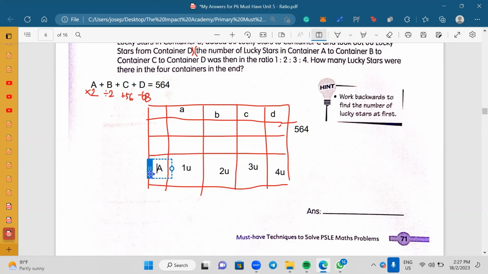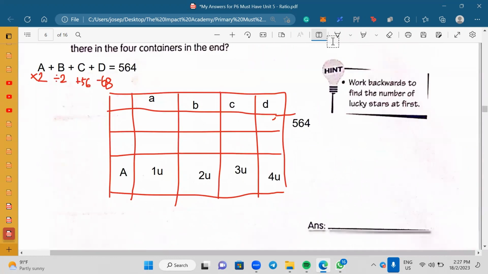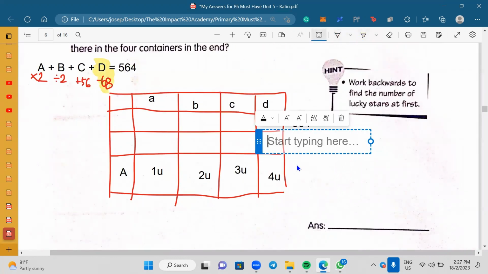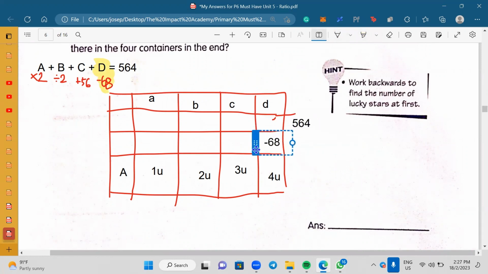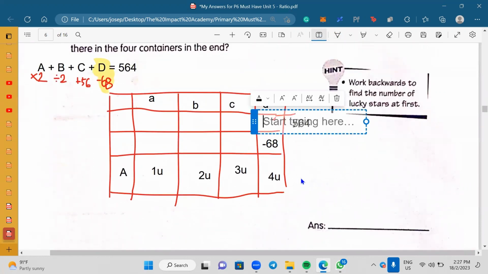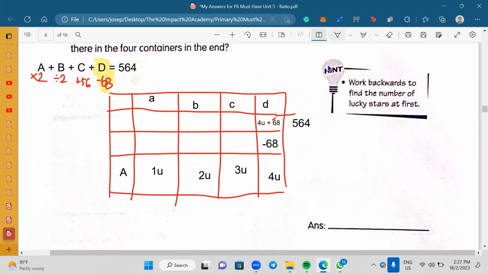Agree or disagree? Then, now look at this. What did I say? Let's do from D first, okay? Minus 68, correct? So 4 units plus 68. How many of you agree that this is 4 units plus 68? Agree or disagree? Work backwards. Understand or don't understand? Okay, D done. Next one, C. Plus 56. Work backwards, minus 56. How many of you don't understand why it is minus 56? Yeah, you do the opposite.